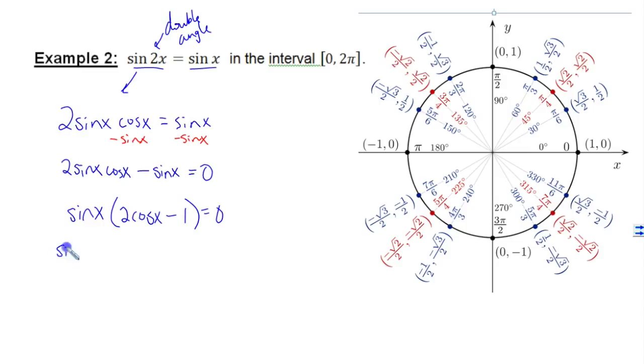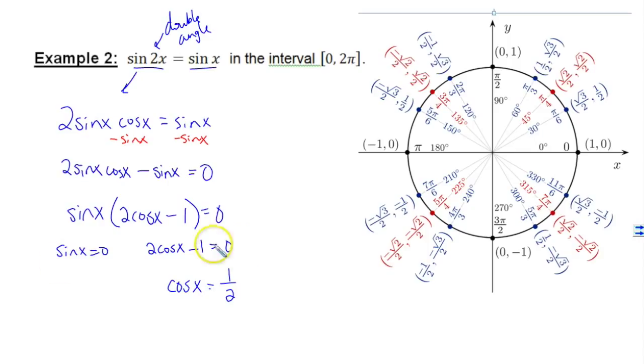So then I get sine x equal to 0, because remember this is the zero product property. 2 cosine x minus 1 equals 0. Now I solve, so I add 1, divide by 2, just like I'm solving a linear equation here. Cosine x equals 1/2. All right, so now I have to solve each of these separately.